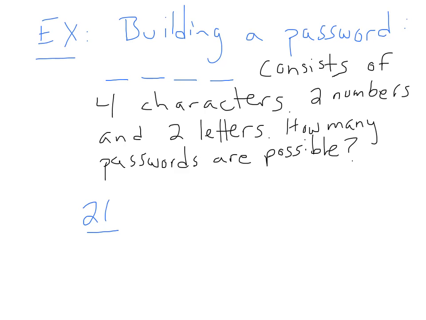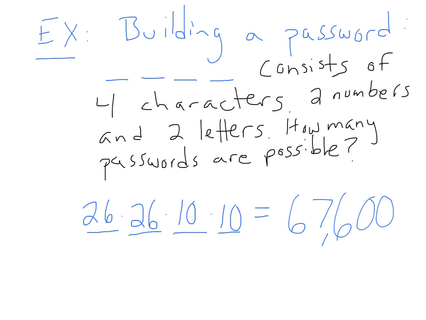There are 26 letters, and if you can repeat letters, there's still the option of 26 letters. Then you have to choose a digit. This is 1 character, so there's either a 0, 1, 2, 3, 4, 5, 6, 7, 8, or 9, which is 10 numbers. Same thing again. So there's 26 ways to write a letter, 26 ways to write another letter, 10 ways to write a single-digit number, and 10 ways to write another. If you multiply all of these, you get the total number of outcomes, which is 67,600.